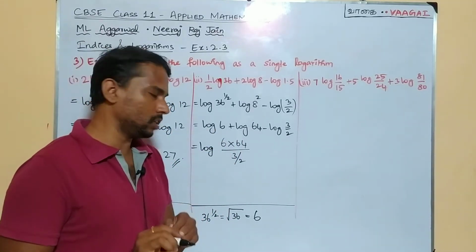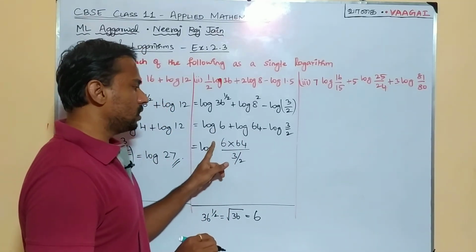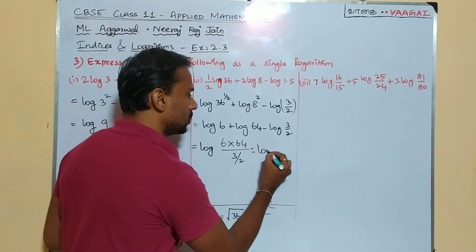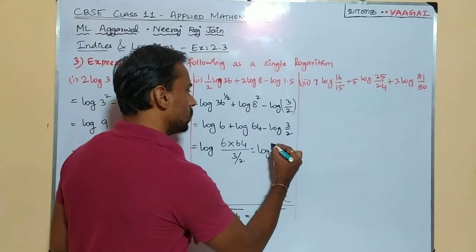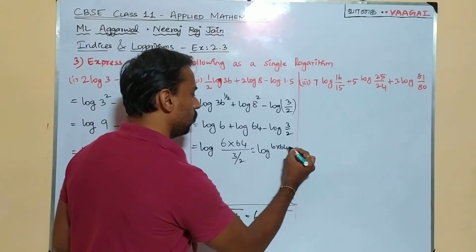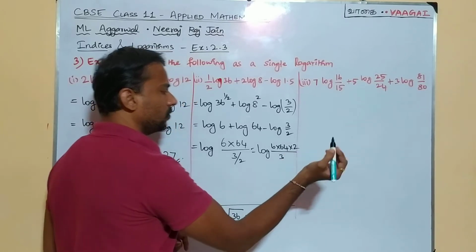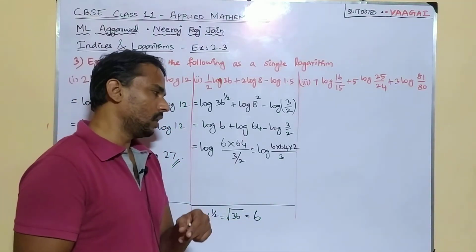This is what we have to do. Hope you are able to understand this step carefully. So log of 6 into 64 by 3 by 2. This is what we have to do. So that means this will in turn become log of 6 into 64 into this by 2 comes to the numerator. This becomes into 2 divided by 3. Okay, hope you are clear with this step.